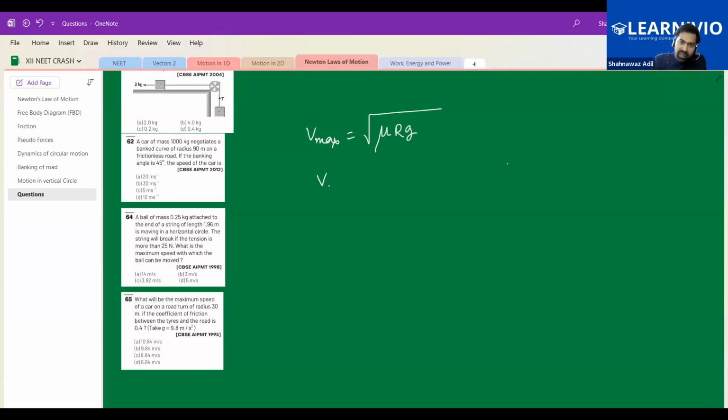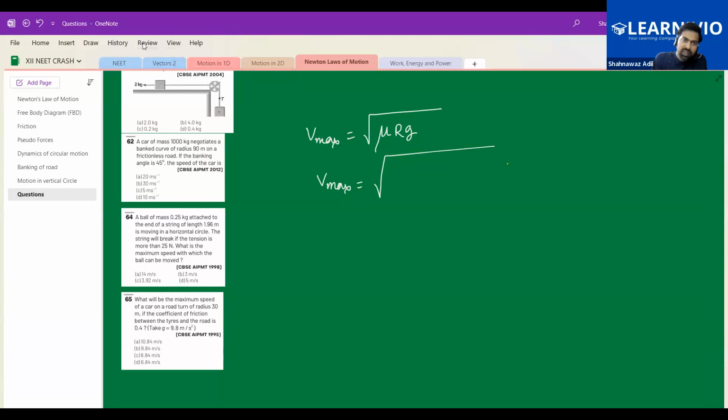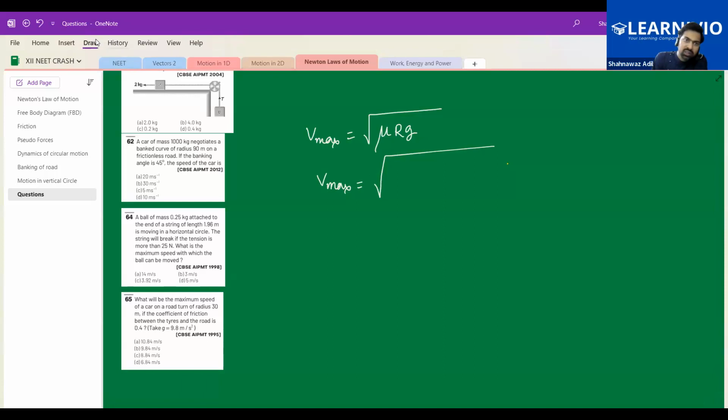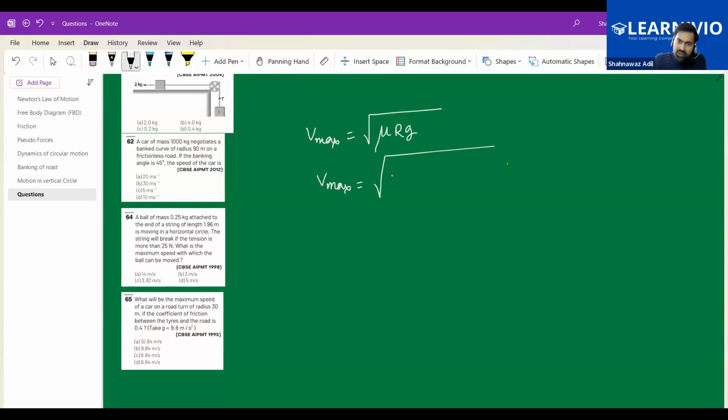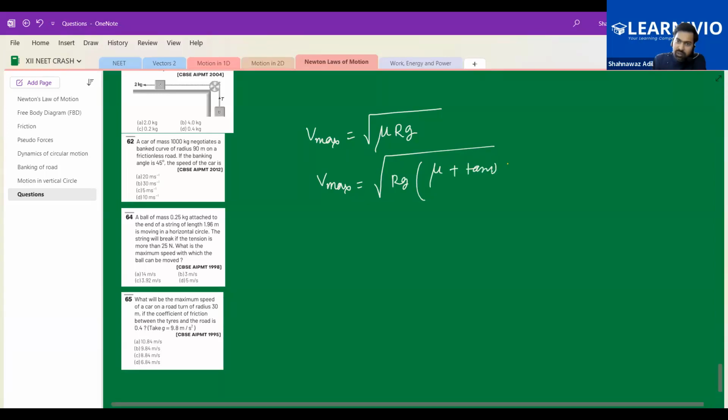But if we have a bank, there are two speeds. One is considering the friction, and the other one is without the friction. So this is r g, then (mu plus tan theta) over (1 minus mu tan theta). So this is the maximum speed in which we have this coefficient of friction.